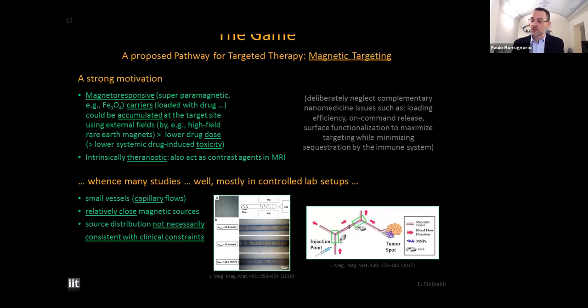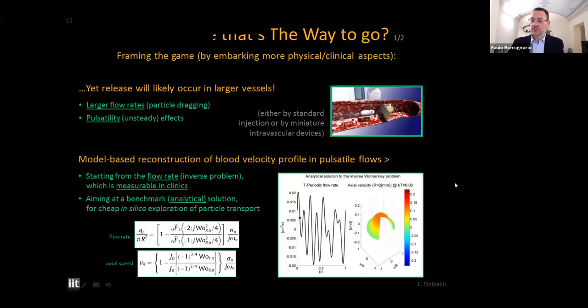However, in the vast majority of the cases, they just consider small vessels like capillary flows, very tiny flow, and relatively close to the source. So as you can see here, I'm not blaming anybody, but you can see that they play with magnets very close to these kind of ideal artificial vessels. And this distribution, in many cases, is not necessarily consistent with clinical constraints.